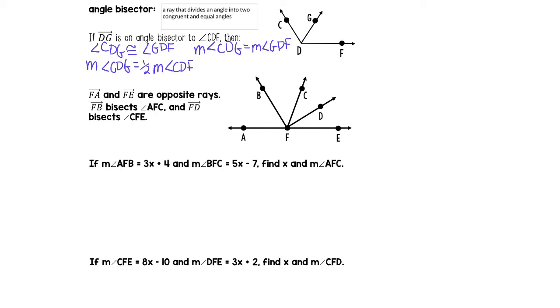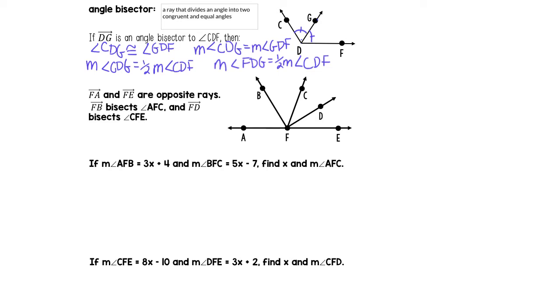because DG splits CDF in half. So CDG has got to be half of CDF. And congruently, the measure of angle FDG has got to be equal to 1/2 the measure of angle CDF. All right, so essentially, it means that this angle and this angle are the same.